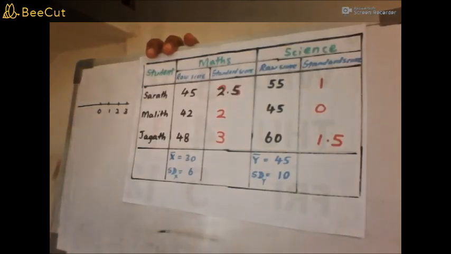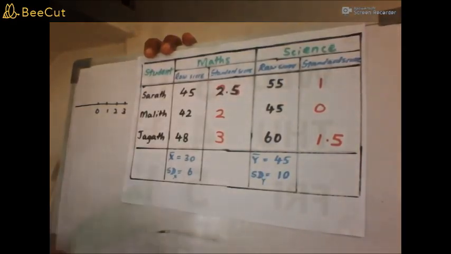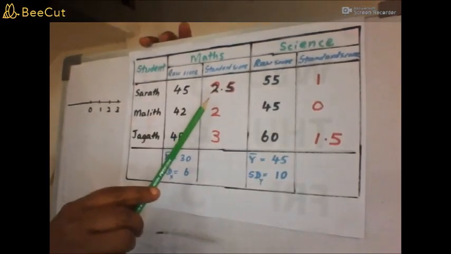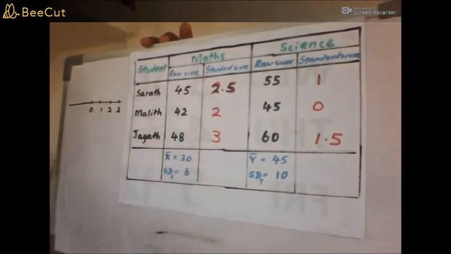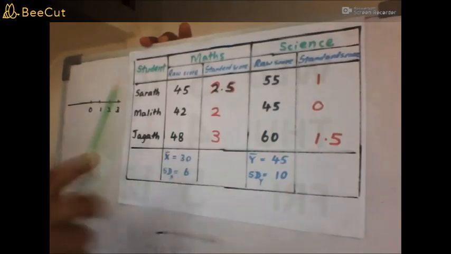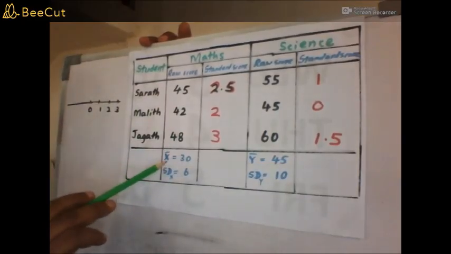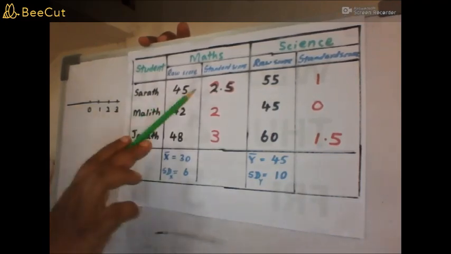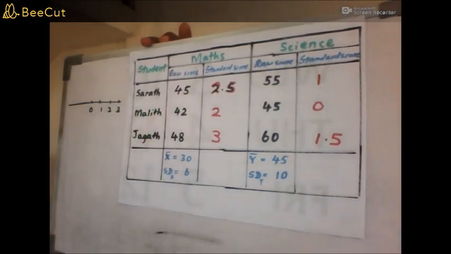When we consider the raw mark, it's 45. But when we consider the Z score, we can get the true interpretation of performance within his group. That's important. Within his group. The group mean is 30. Standard deviation is 6. Within this group, Sarath has performed very well.